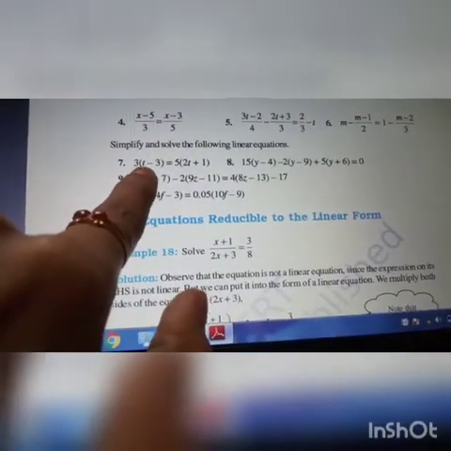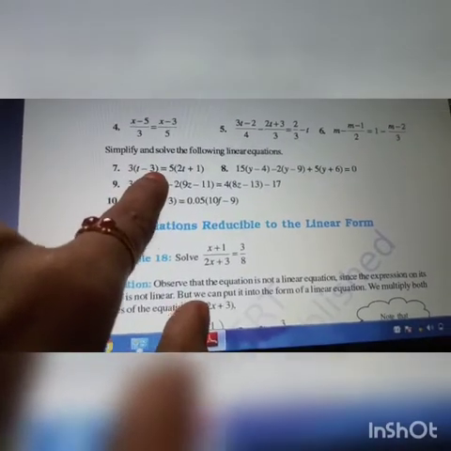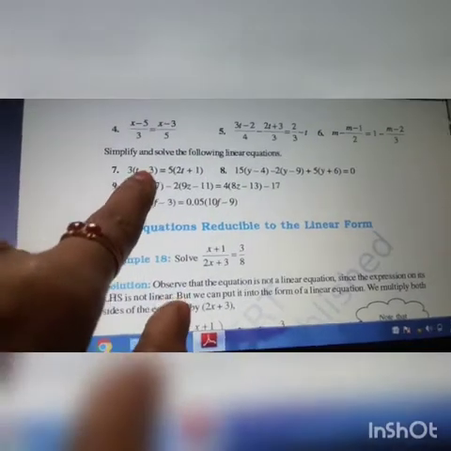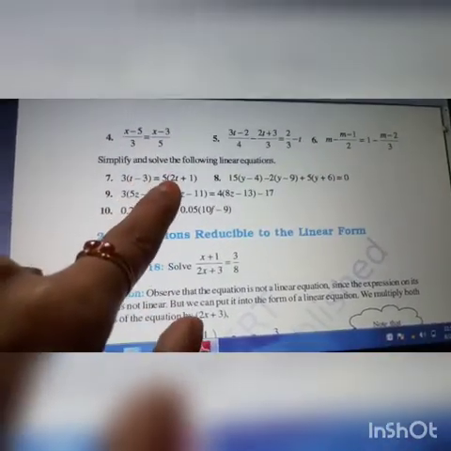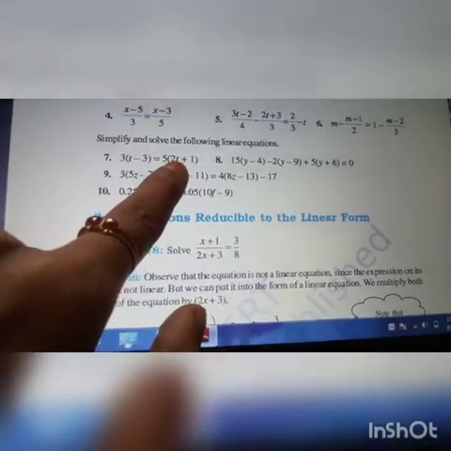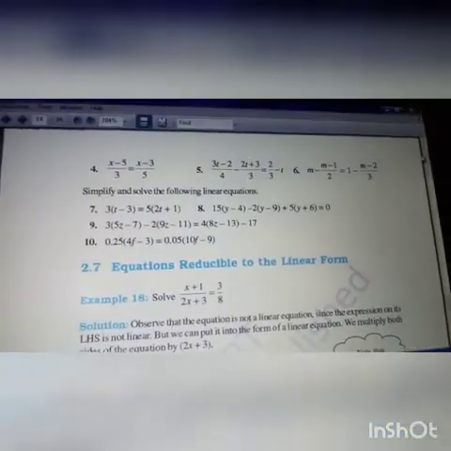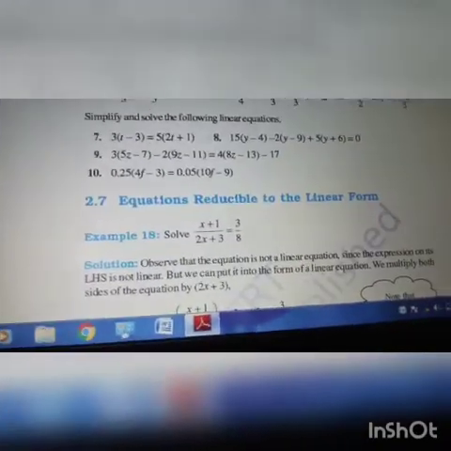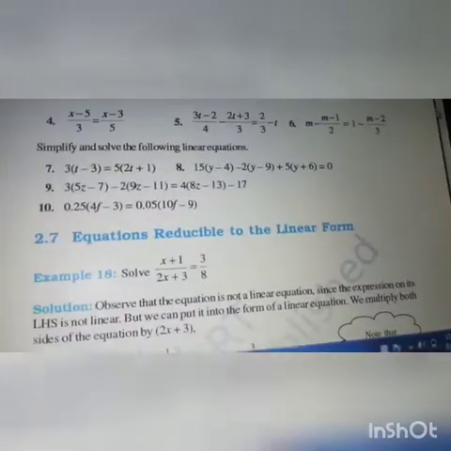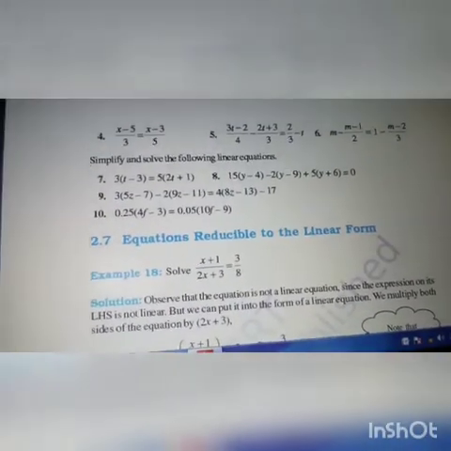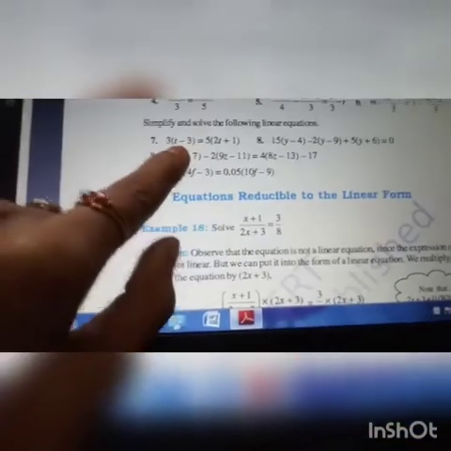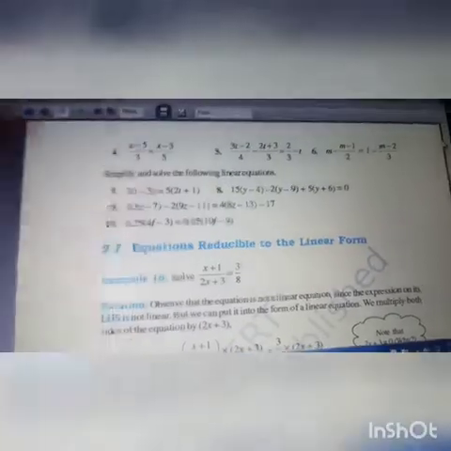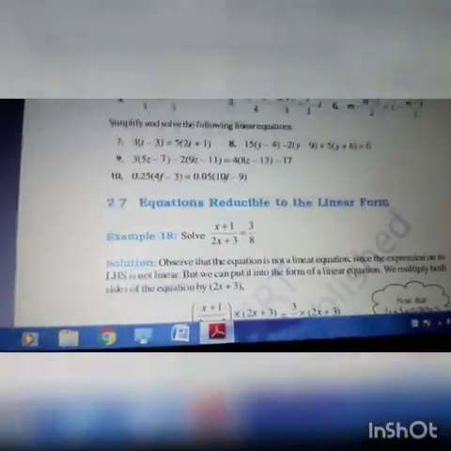Here listen, 3 into (t minus 3) equal to 5 into (2t plus 1). So 3 into t is 3t, minus 3, 3 threes are 9, equal to 5 into 2t is 10t plus 5 into 1 is 5. You have to simplify and then solve the equation. Don't solve it directly before simplifying. I already taught you how to simplify it. So based upon the simplification, you should solve and find the answer. See here it is a t variable, here y, here it is z, here it is f. So based upon the variables we should write the answer.